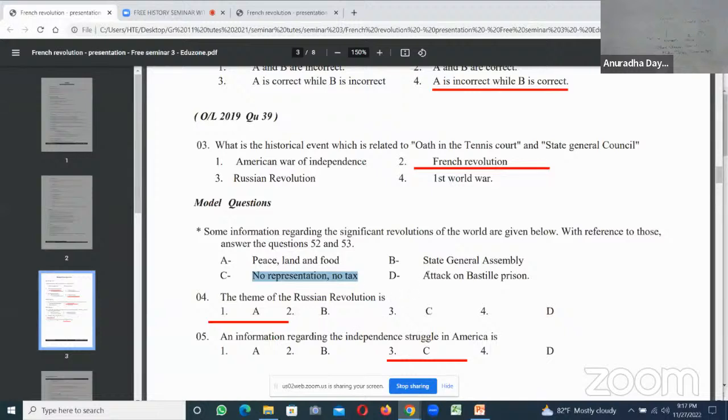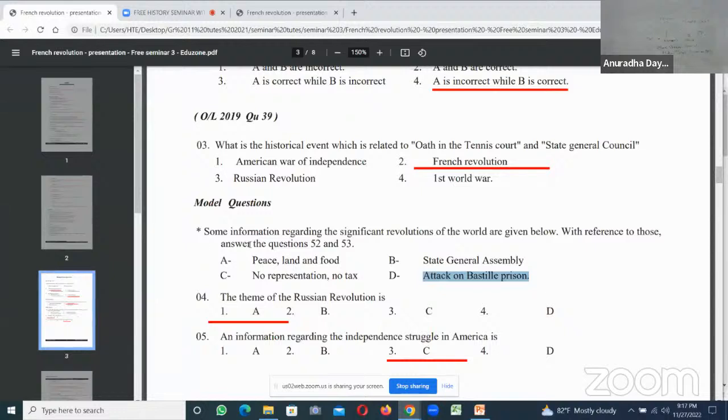Attack on the Bastille prison is related to the French Revolution. We know that that is the first step that the French people had taken in the struggle, attacking the Bastille prison. What is the Bastille prison? The prison that the king used to imprison political enemies, political opponents. So this is related to the French Revolution.